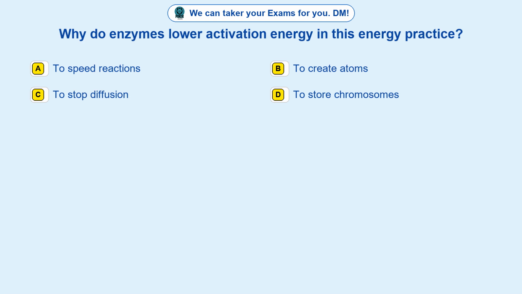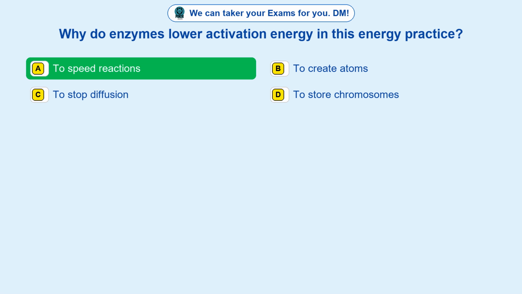Question 5. Why do enzymes lower activation energy in this energy practice? Option A, to speed reactions. Option B, to create atoms. Option C, to stop diffusion. Option D, to store chromosomes. The correct answer is option A, to speed reactions.